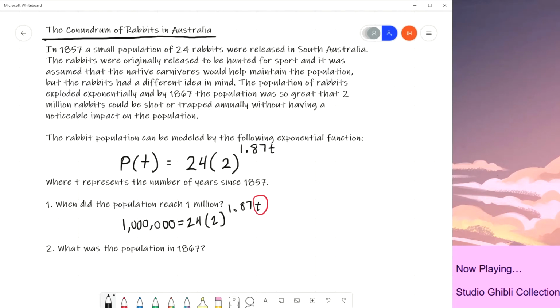So let's get going. To start off, I want to divide both sides by 24 because that coefficient there is in the way. So I'm going to get rid of it and move it over to the other side. So we have 1 million divided by 24. Let's do that on a calculator real quick.